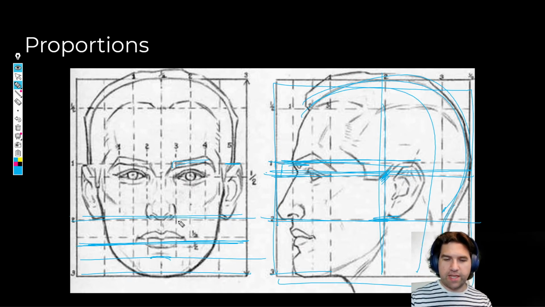So there's a couple other key landmarks that we want to look at here. The eyes are generally one eye length apart from each other.